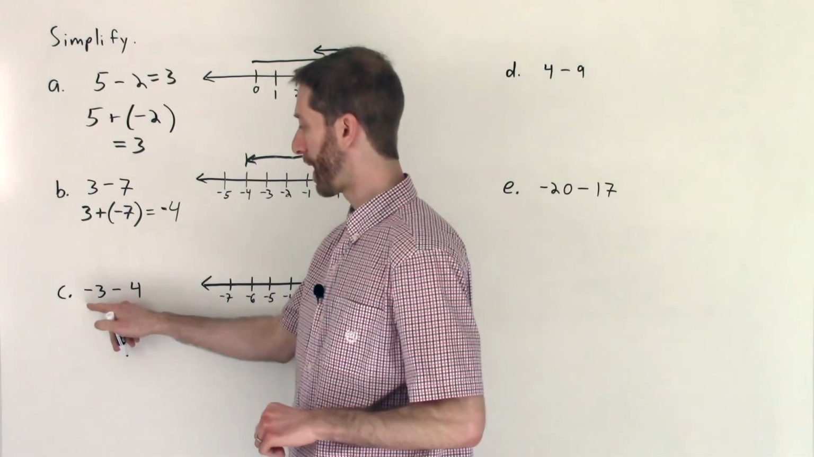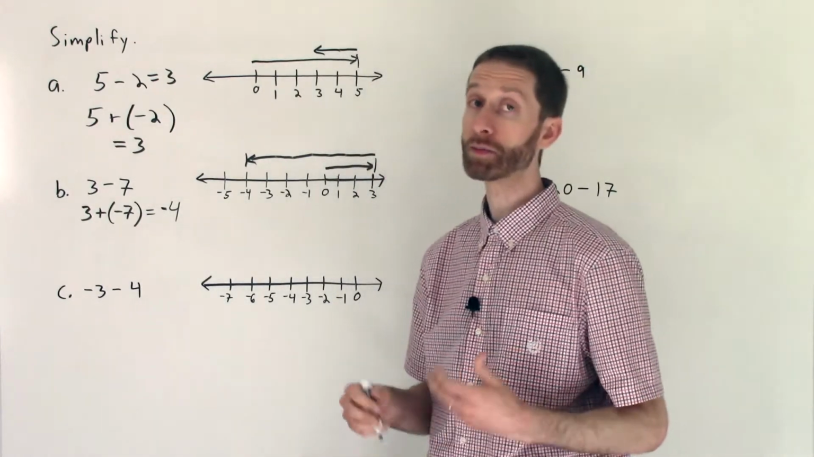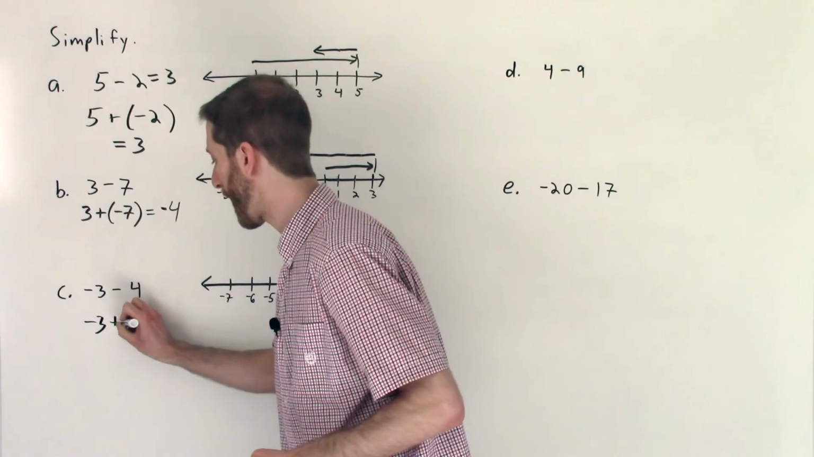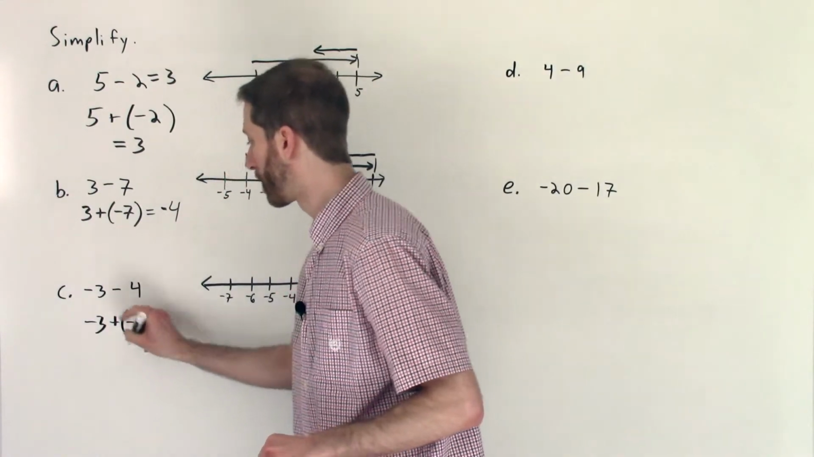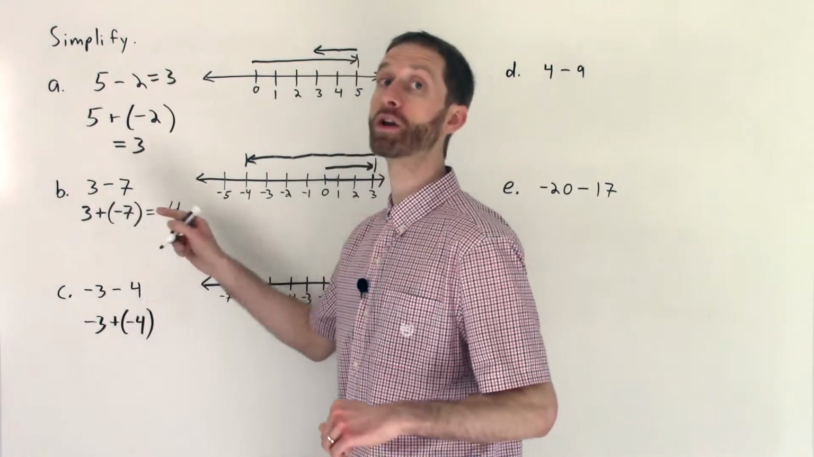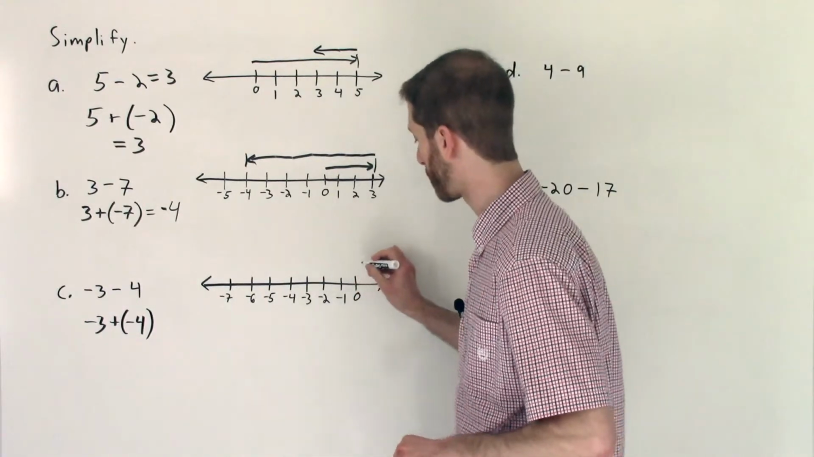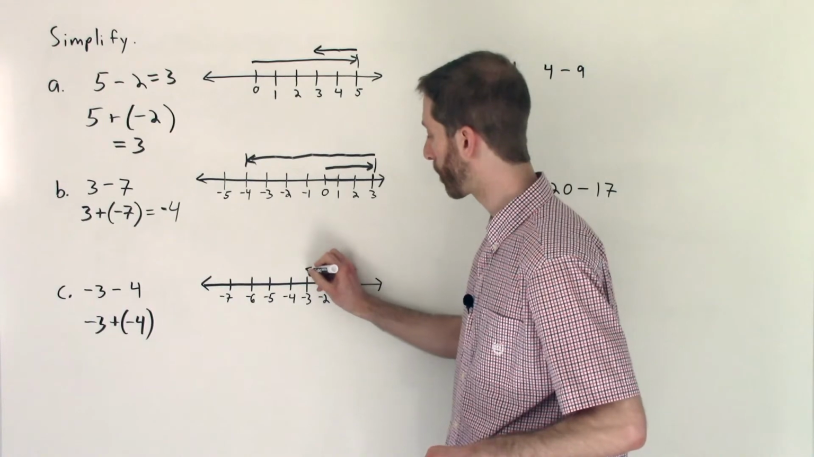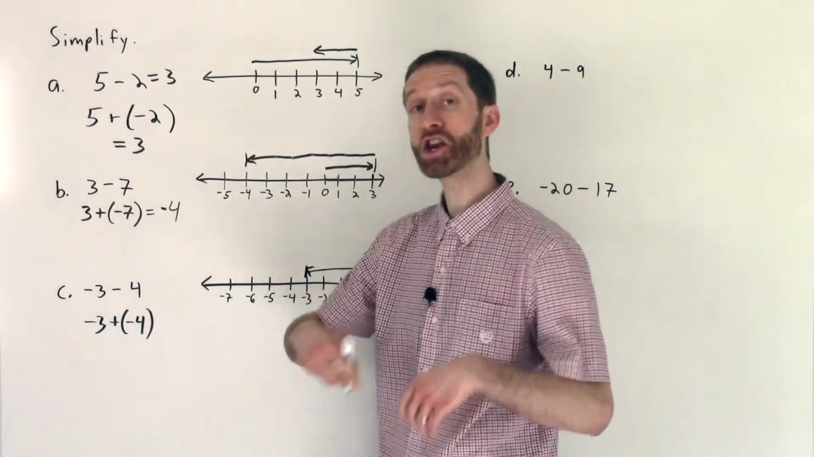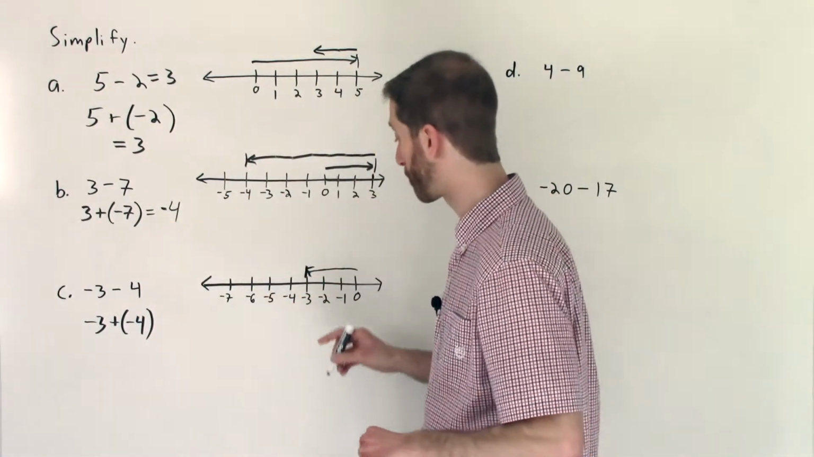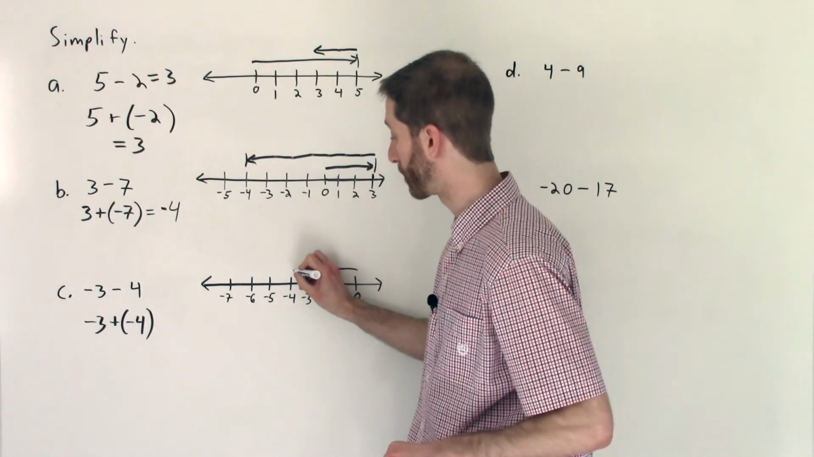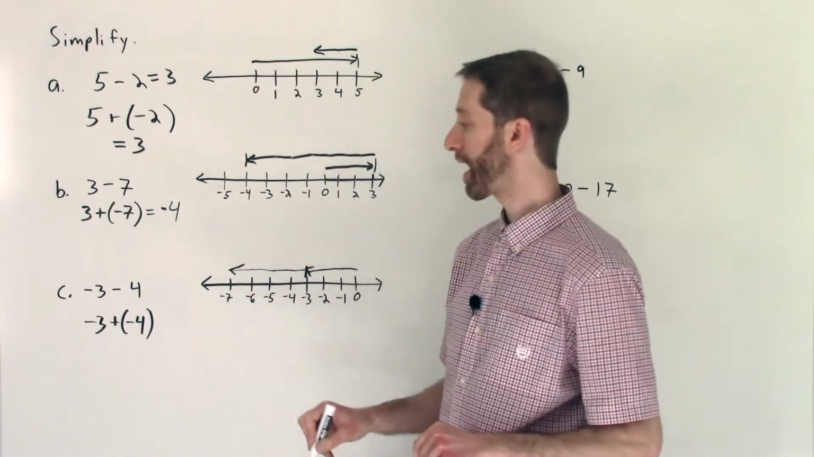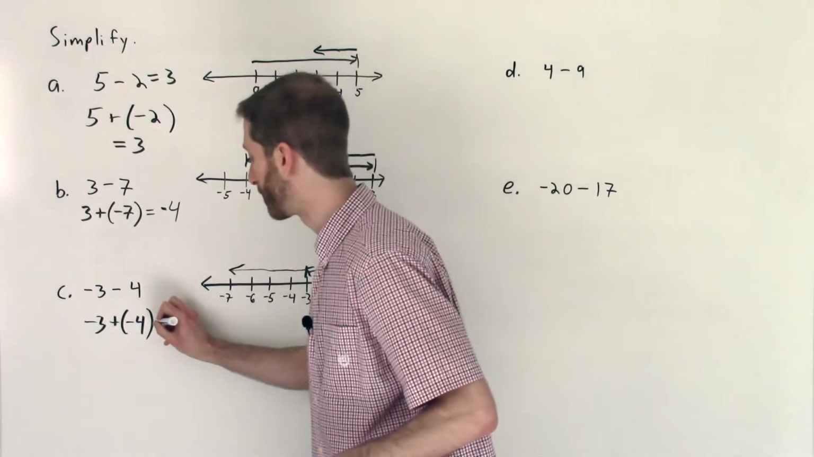So the rule says negative 3 minus 4. So that would be the same as doing negative 3, and then we're adding negative 4, or go to the left 3 and then go another 4 to the left. So we'll illustrate that. So we're going to go to the left 3 here, 1, 2, 3. There we are. And then we're going to go to the left another 4. In addition to that 3 that we went, we're going to go another 4. 1, 2, 3, 4. And there we have it, our final answer of negative 7.